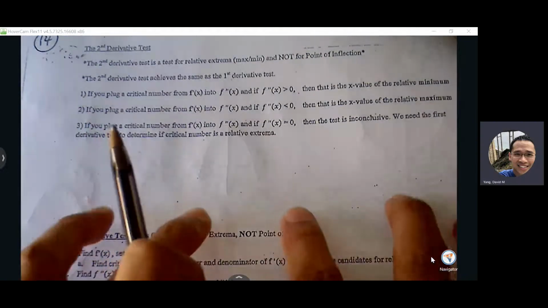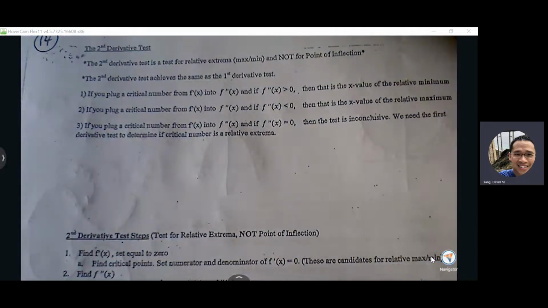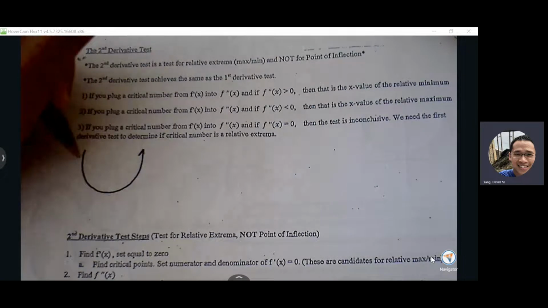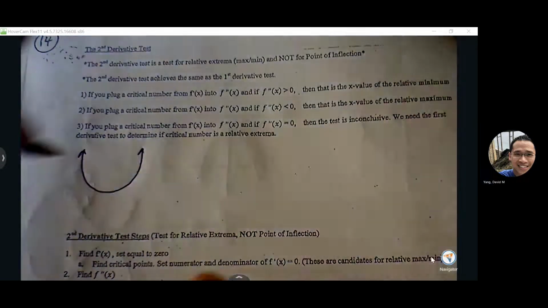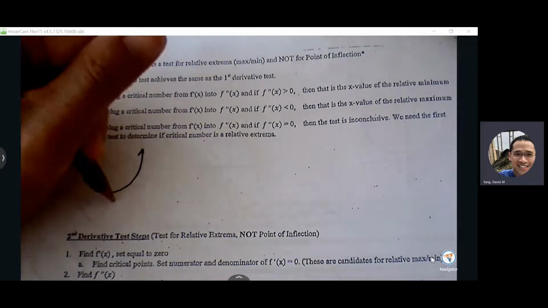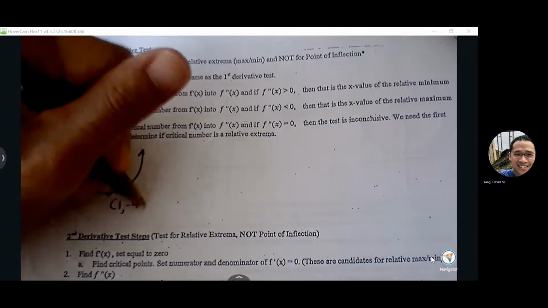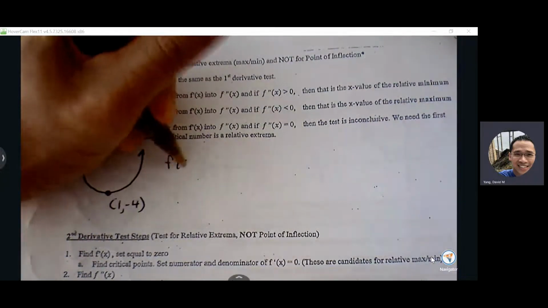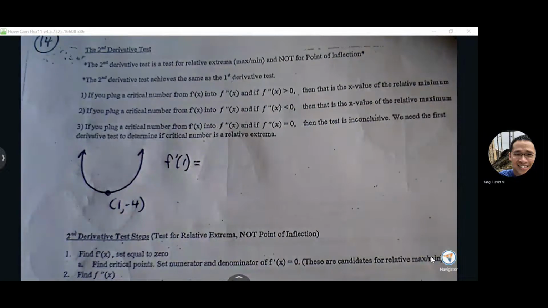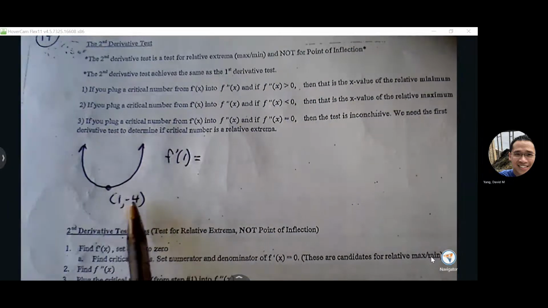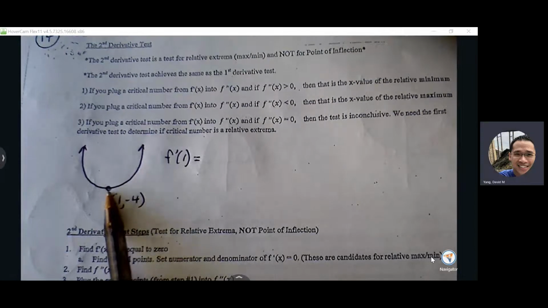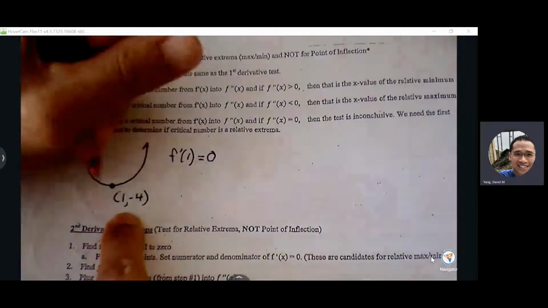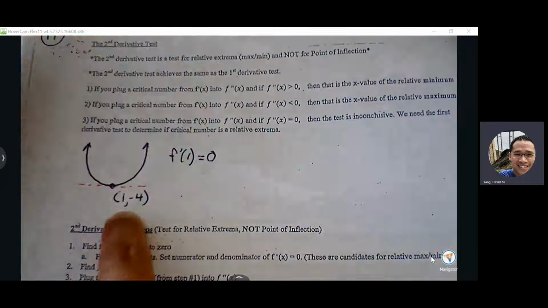So I just want us to kind of explore something here. I want you guys to draw this out here. Draw a parabola that's opening up. And let's say I label this ordered pair as (1, -4). What would you say f prime of 1 is equal to? Well, that's f of 1. Yeah, f prime of 1 is equal to 0 because why? Slope is 0. Okay, so that's a relative minimum, right? That's a relative min. Slope is 0.